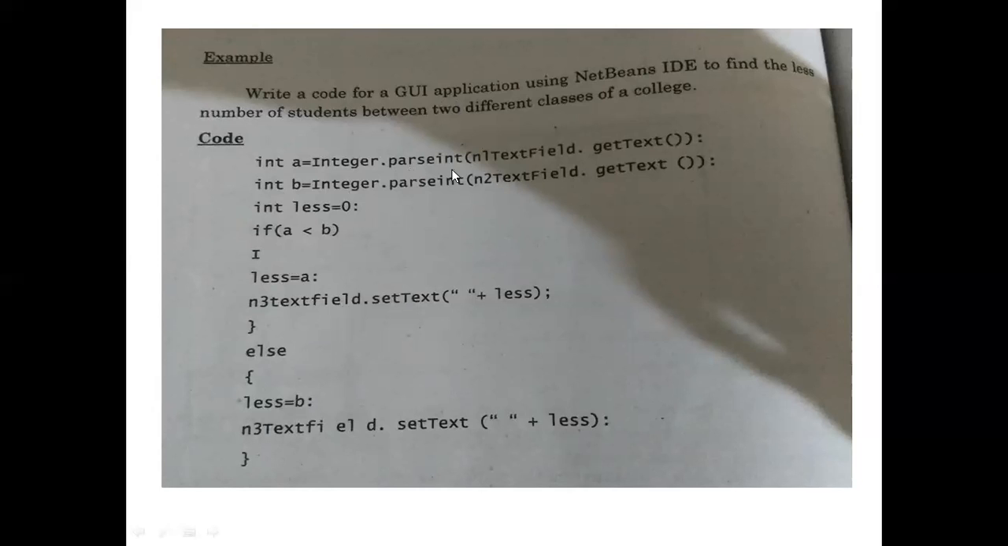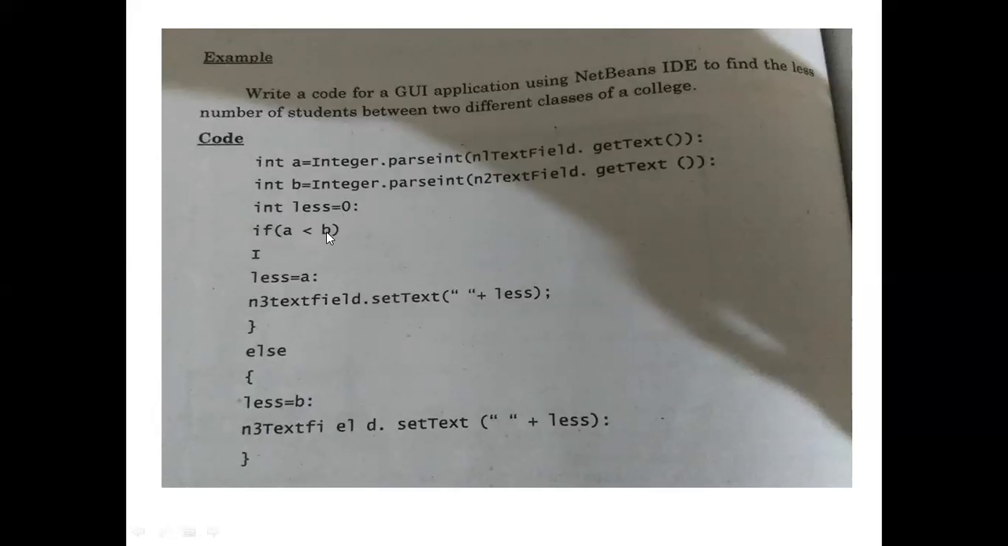So first we have to take here two text fields, हमने लिया, वहाँ पे हम लोग डाटा देंगे, नंबर ऑफ स्टूडेंट्स देंगे, उसको फिर इंटीजर में कन्वर्ट करके इंटीजर A, इंटीजर B में स्टोर करेंगे. Then if A is less than B, suppose A का value B से less है, मतलब A contains number of students in section 1 or class 1, and B is the number of students of class 2. So another variable I declare, integer less equal to 0.